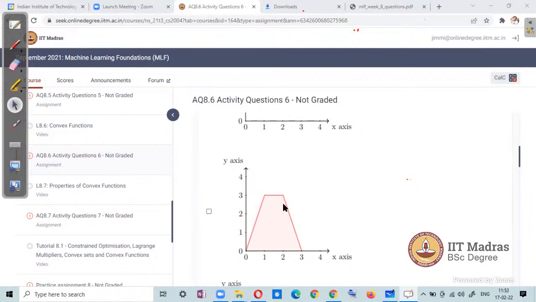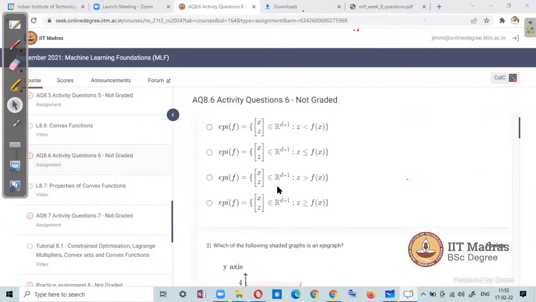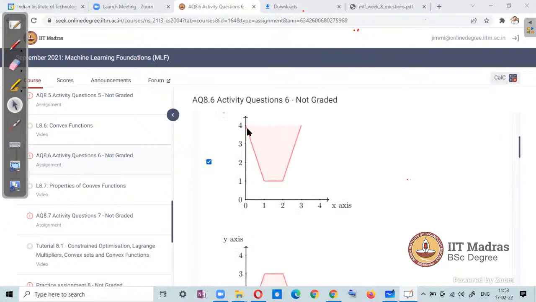In the first one, the area is open above it. We don't have any issue about open area or closed area. We are saying that this z should always be greater than f(x). So here this line is your f(x).